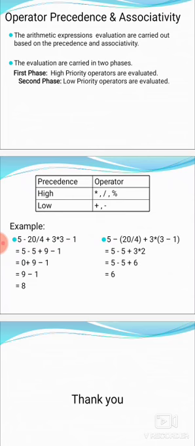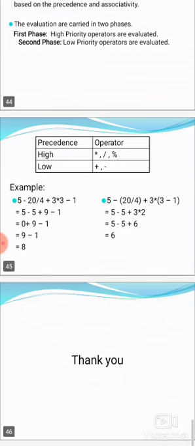Here minus and plus are there. Both have equal precedence, so we are traversing from left to right. 5 minus 5 is 0. 0 plus 6 is 6. The value is 6. So in the subsequent sections, we will see about the input and output functions, looping statements and so on. Thank you.